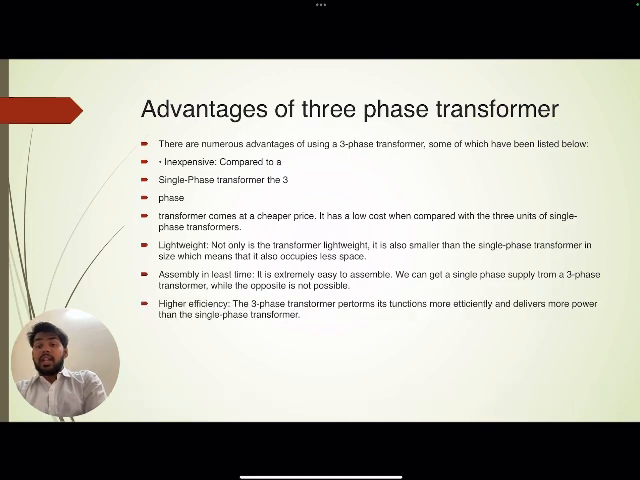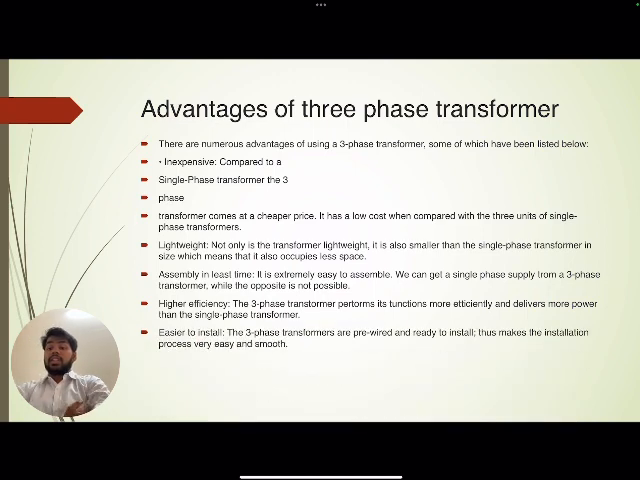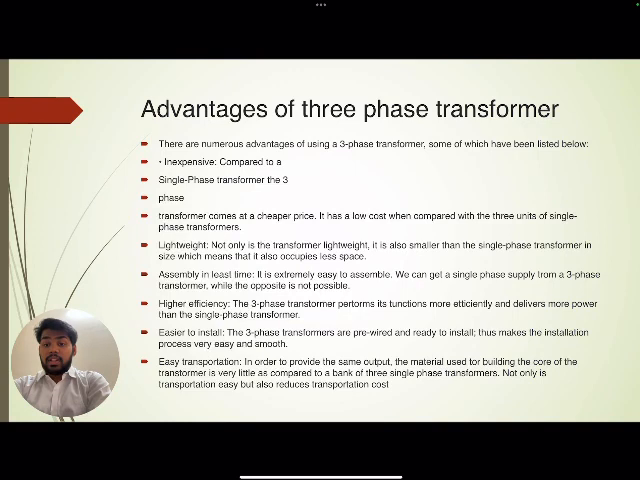Higher efficiency. The three-phase transformer performs its functions more efficiently and delivers more power than a single-phase transformer. Easier to install. The three-phase transformers are pre-wired and ready to install, which makes the installation process very easy and smooth. Easy transportation. In order to provide the same output, the material used for building the core of a transformer is very little as compared to a bank of three single-phase transformers. Not only is transportation easy, but it also reduces the transportation cost.